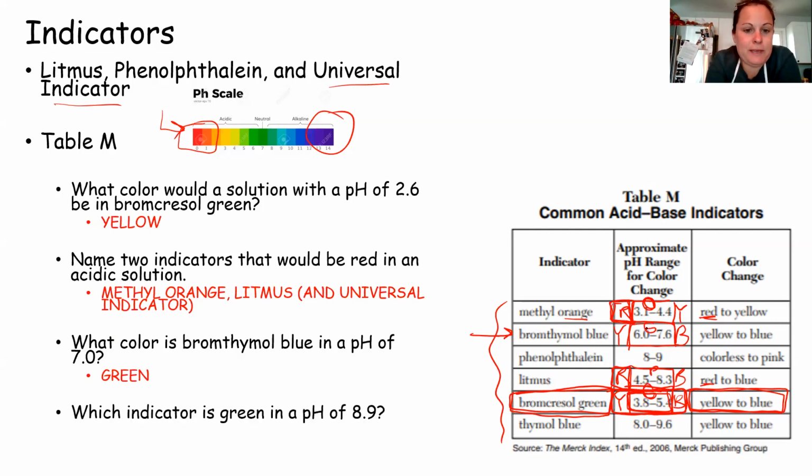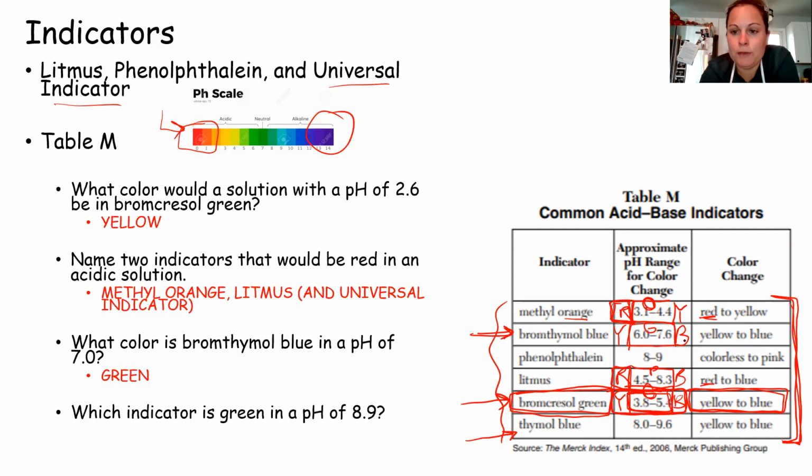All right, last question about pH before we move on, or indicators. Which indicator is green in a pH of 8.9? Notice none of these turn to green. So you need to figure out which ones could possibly turn green at that intermediate color. So between bromthymol blue, yellow to blue, bromcresol green, yellow to blue, and thymol blue, yellow to blue, which one would be green if the pH was 8.9?